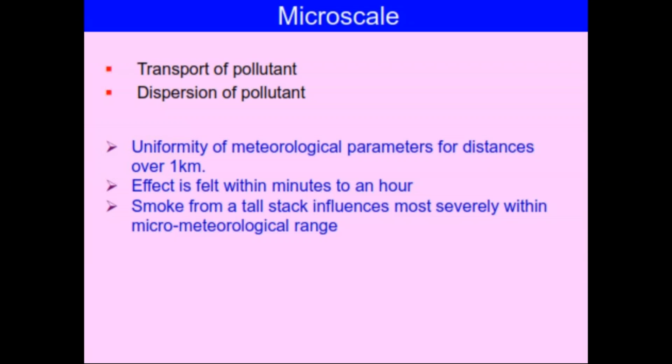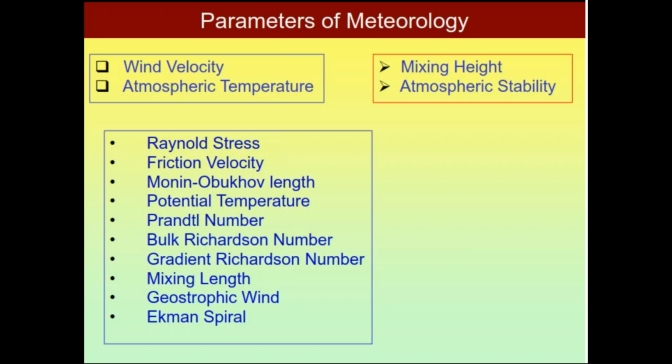In the case of micro scale, this concerns the transport of any type of pollutant we have discussed, and the dispersion of the pollutant in that area within 1 kilometer. The uniformity of the meteorological parameter over a distance of only 1 kilometer is known as micro scale, or micro meteorological scale. The effect is felt within minutes to an hour, meaning within an hour we can feel all those conditions. Like smoke from your chimney or stack, which stays within the micrometeorological range.